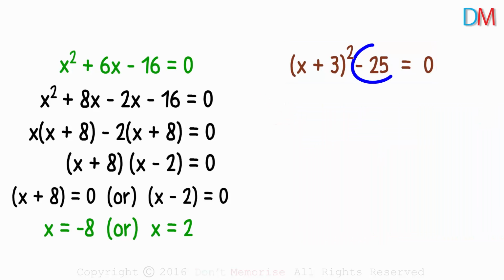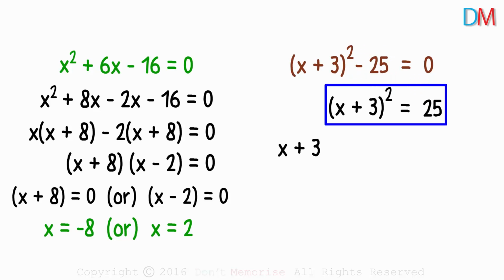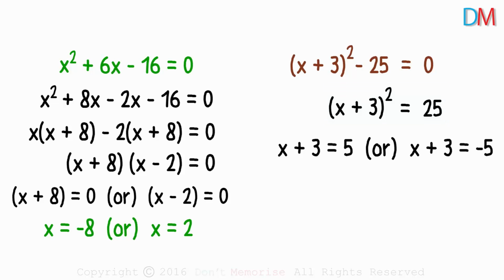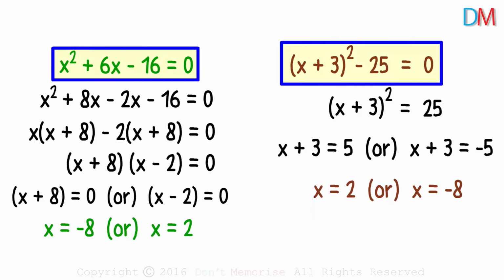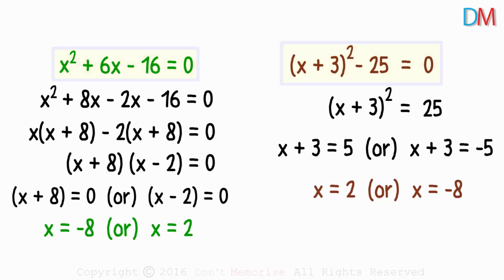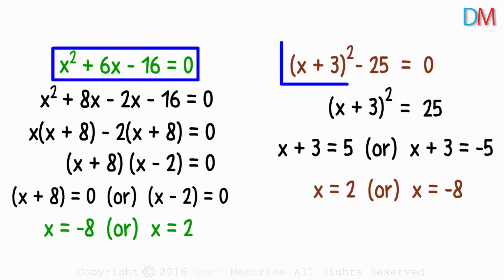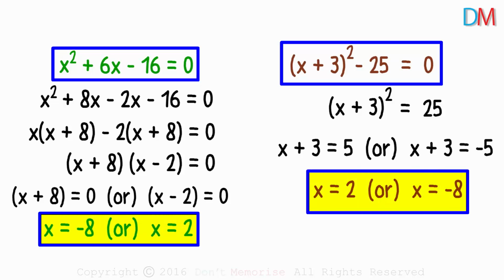We transpose this to the right to get this. And this tells us that x plus 3 will either be 5 or -5. We get the value of x as 2 or -8. And now let me tell you something fun. Both these equations are the same. This one is just a modified version of this one. And that's why we got the same solution in both the cases.